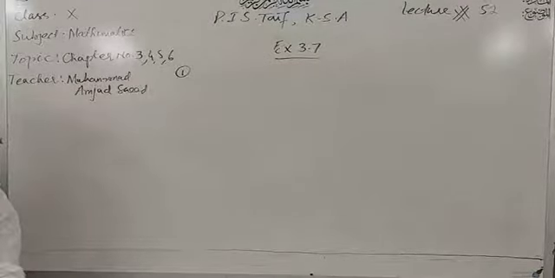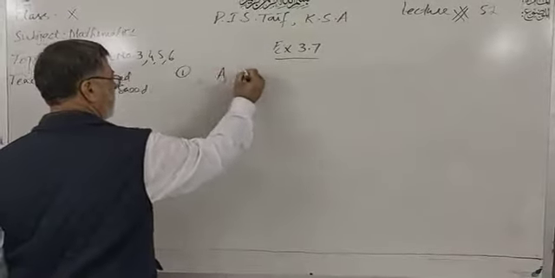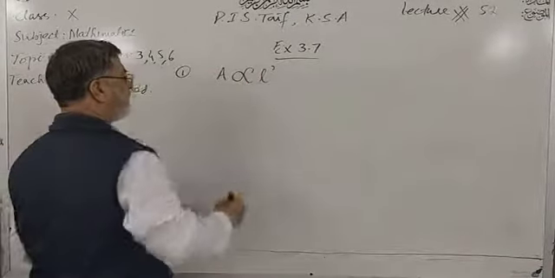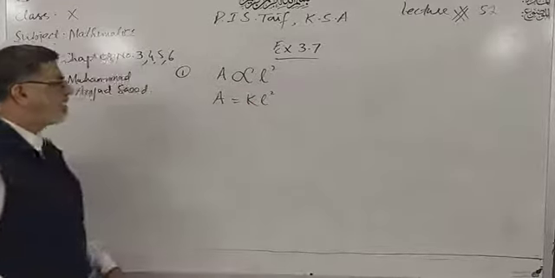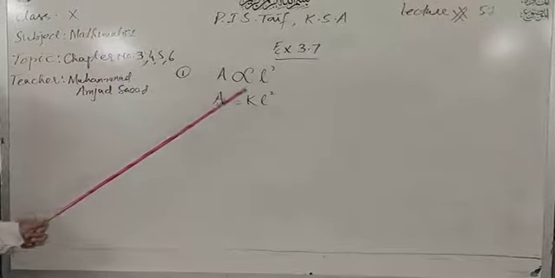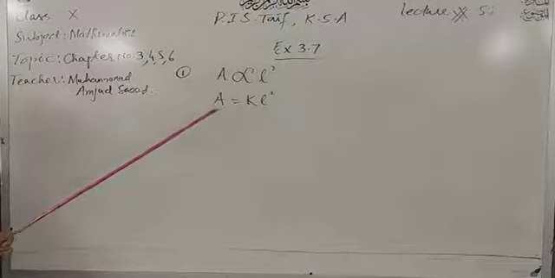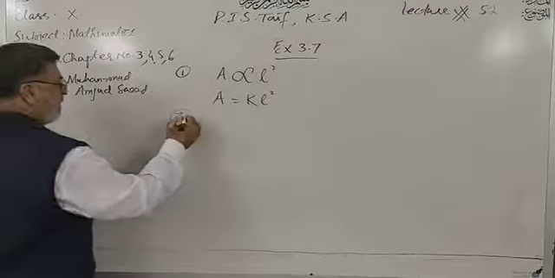Dear students, the surface area A of a cube varies directly as the square of its length. So surface area A is directly proportional to the square of its length. So A is equal to K L square. Dear students, this is your equation. Use the values of A and L to find K and then find the other value. I hope that you can complete this question. I am giving you the hint.